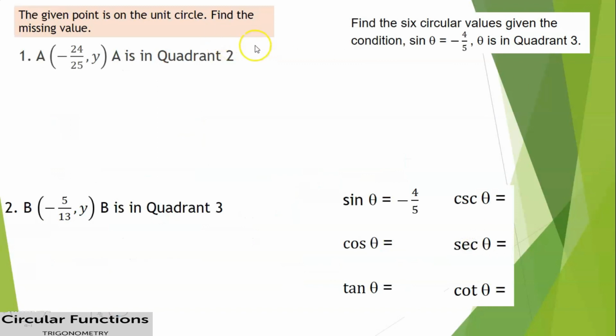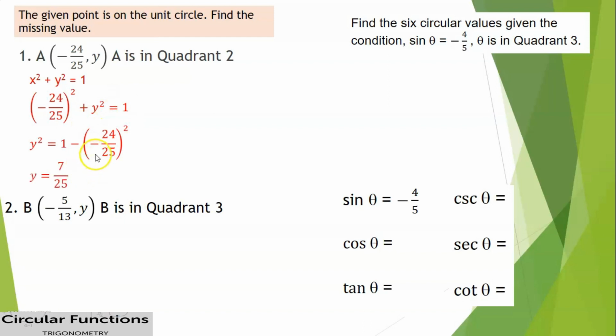Next. The given point is on the unit circle. Find the missing value. The point is negative 24 over 25, and point A is located in quadrant 2. So using the Pythagorean theorem, or the equation x squared plus y squared equals 1, where 1 is our radius here, our x is negative 24 over 25, squared, plus y squared equals 1. Simplifying, we end up with y equals 7 over 25. Therefore, y in the second quadrant is positive.